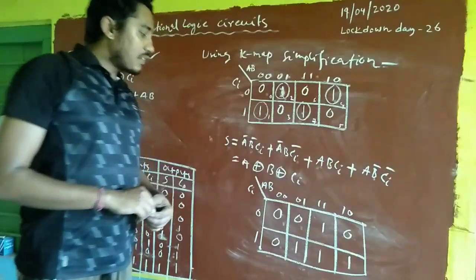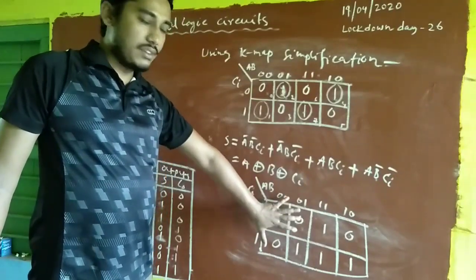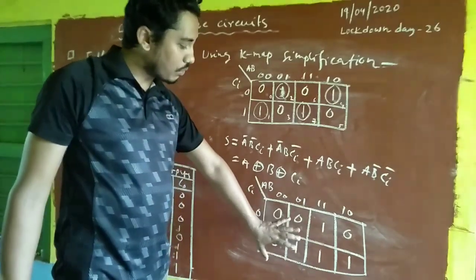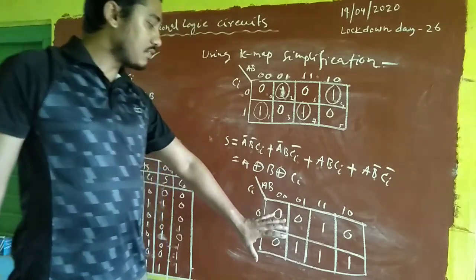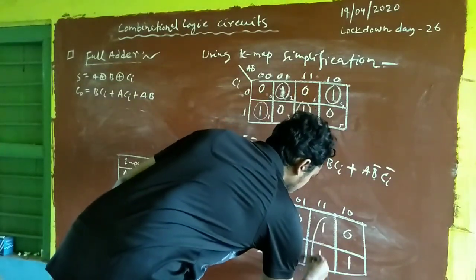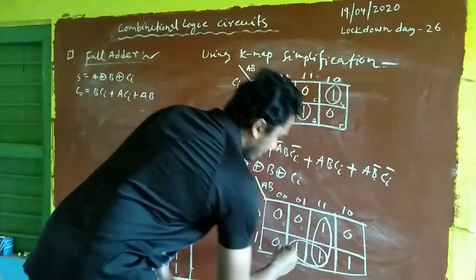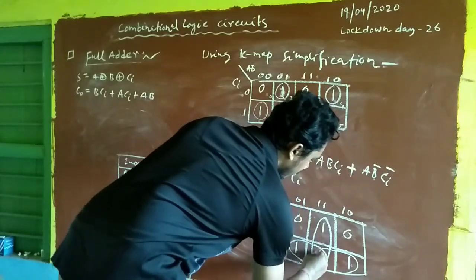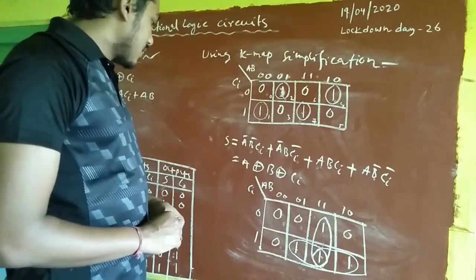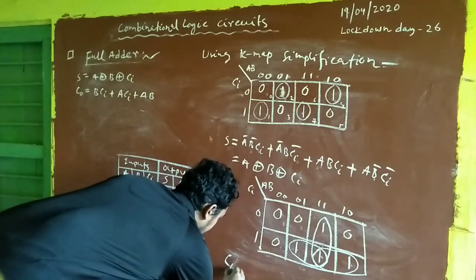Now after putting zeros and 1s inside the table, the next step is to find out is there any possibility to form an octet? No. Is there any possibility to form a quad? No. Now is there any possibility to form a pair? Obviously it is possible. So we form pairs, this 1 and 1. Here also these two 1s can form a pair, and these two 1s can form a pair. So 3 pairs are there. Now we write the expression for Cout.